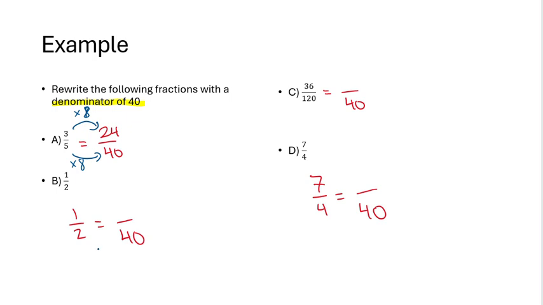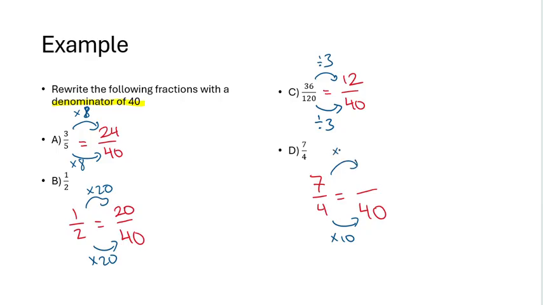In this case, for the second one, I'm going to multiply by 20. So I also multiply by 20 here. This gives me 20/40. Over here, 120 to 40, I'm going to divide by 3. And that means for 36, I'm also going to divide by 3. That gives me 12. And finally, 4 into 40, it's times 10. 7 here times 10, that gives me 70.